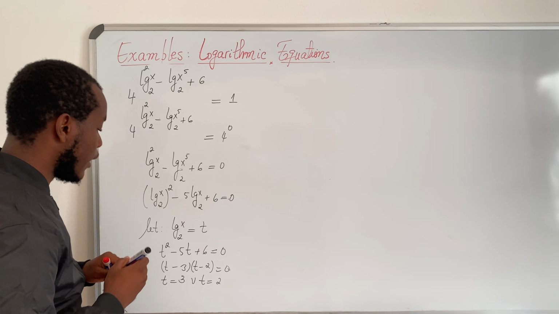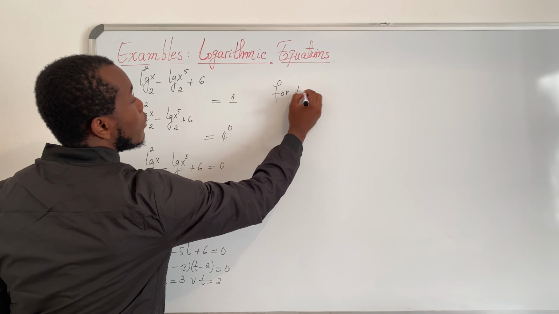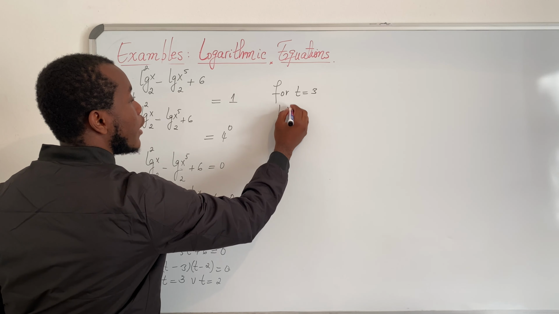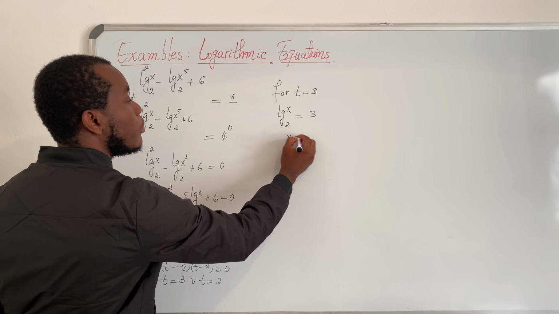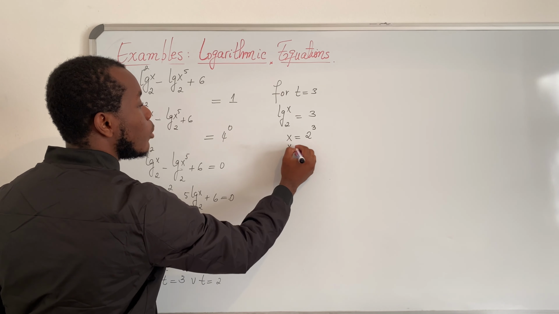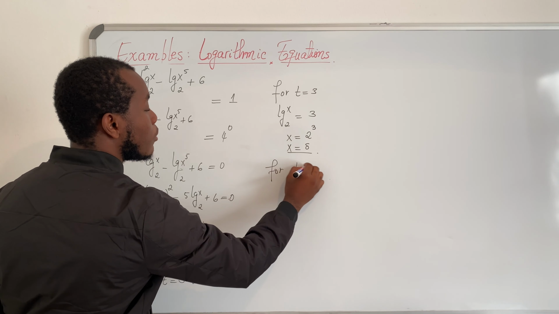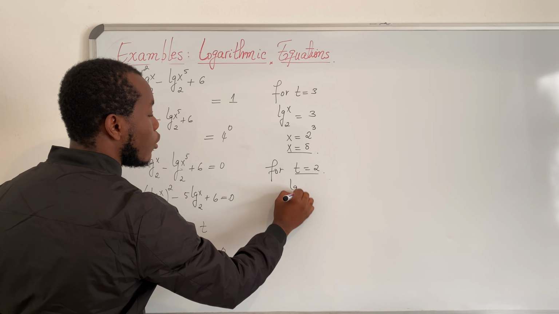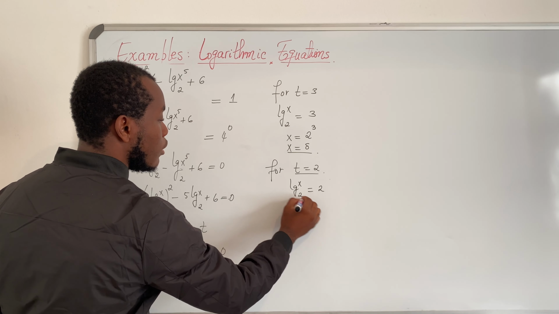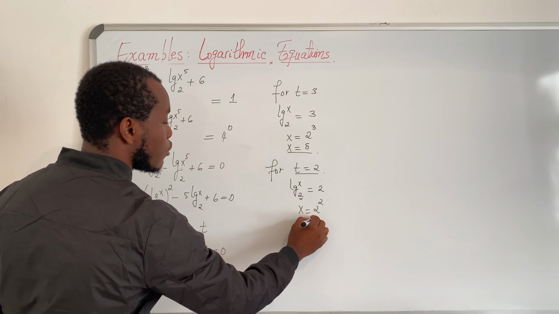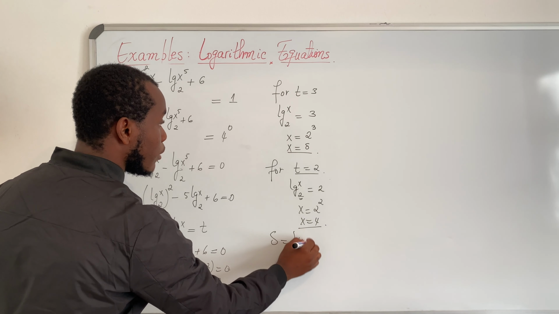Now let's come back and substitute. For t equal to 3, we will have log of x to the base 2 equal to 3. Applying the definition here, x will be equal to 2 to the power 3, x will be equal to 8. Now for t equal to 2, we have log of x to the base 2 equal to 2. So x is going to be 2 to the power 2, x is going to be 4. That means our solution will be 4 and 8.